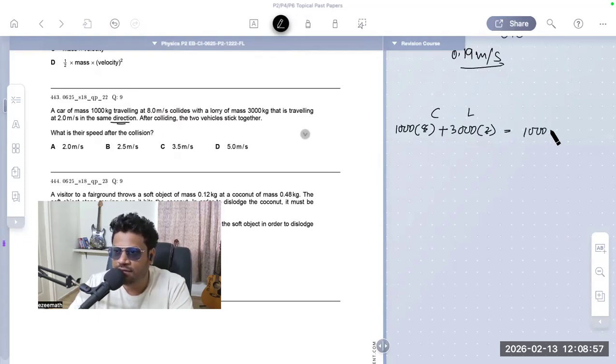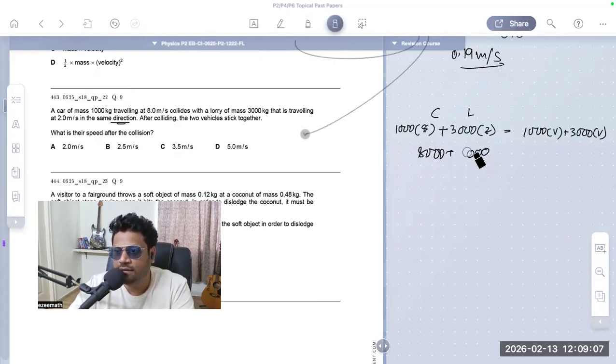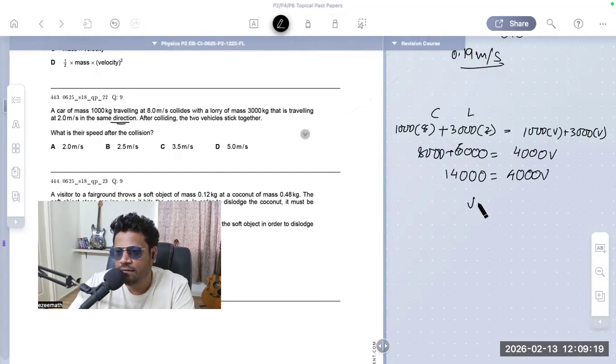So you go 1,000 into V plus 3,000 into V again. So you're looking at 8,000 plus 6,000 equals 4,000 V. So 14,000 equals 4,000 into V. V is going to be 14 by 4. That is 7 by 2. That's 3.5 meter per second. There it is. That's your answer.